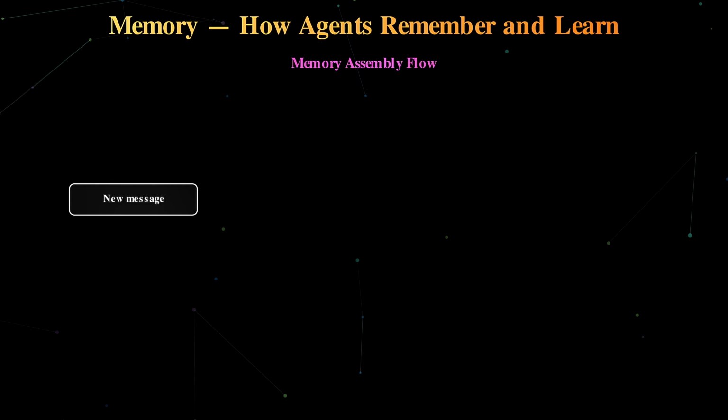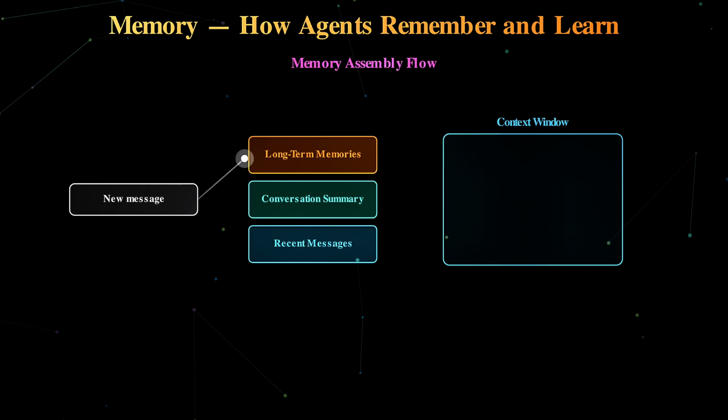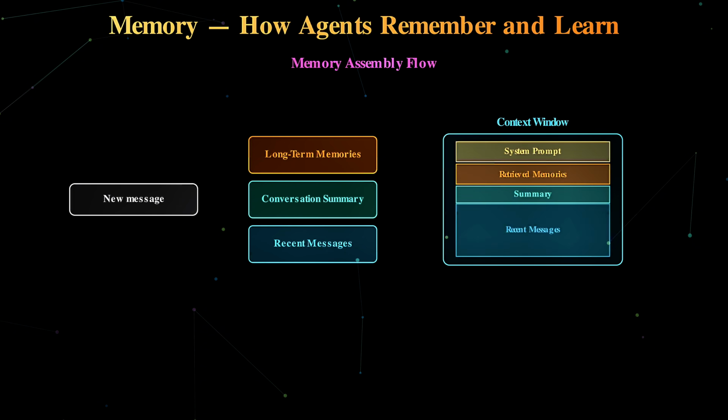When a new message arrives, the agent retrieves relevant long-term memories, loads the conversation summary, and combines them with the current context. The result is an agent that truly knows you and gets better over time. Here's what the final context window looks like when all three memory layers are assembled.